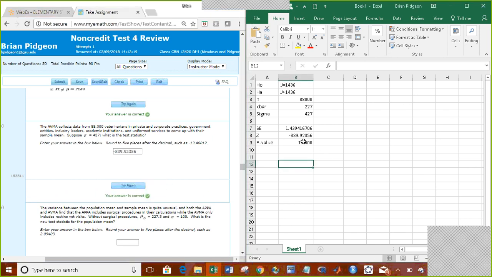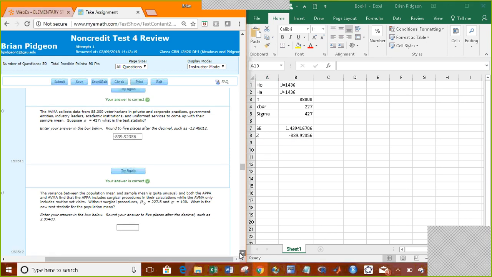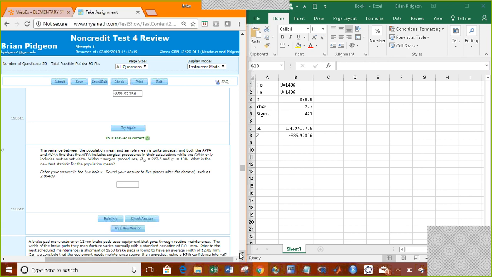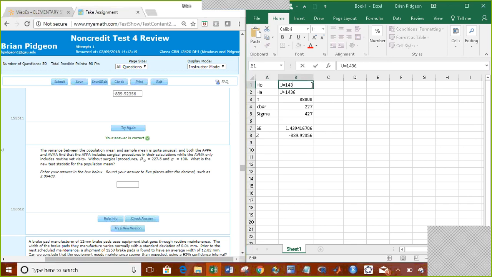Woo! Man. The variance between the population mean and sample mean is quite unusual. Both the APPA and the AVMA include surgical procedures in their calculations, while the AVMA only includes routine vet visits. Without surgical procedures, our null hypothesis is now reduced to 227.5.